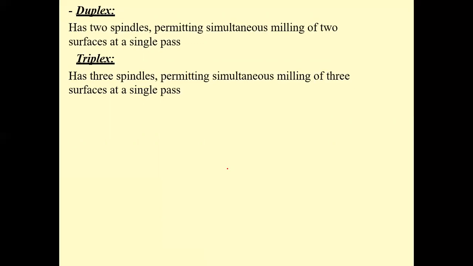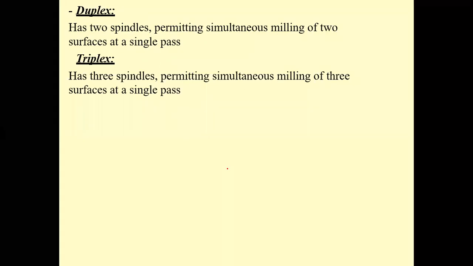Then coming to triplex. Triplex has three spindles, so it permits simultaneous milling of three surfaces in a single pass. Each spindle carries a different tool, so different tools can work at different locations, on the same workpiece or on different workpieces. Different operations or the same operations can be performed on this.